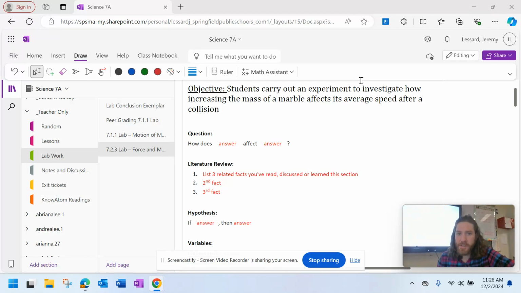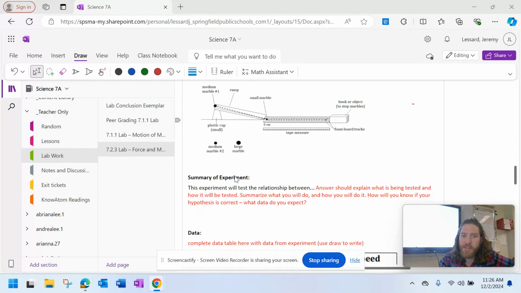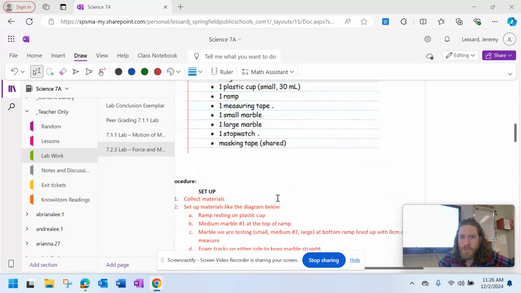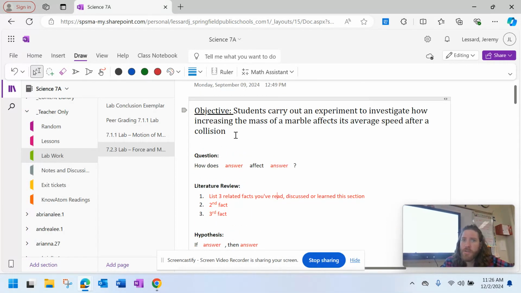All right, guys, last but not least, we have our question, our hypothesis, and the summary of experiment. So first off, we'll go to the question, which is super simple to fill in now that we've identified our variables, right? Our independent variable is going to go right here. How does the independent variable affect the dependent variable?